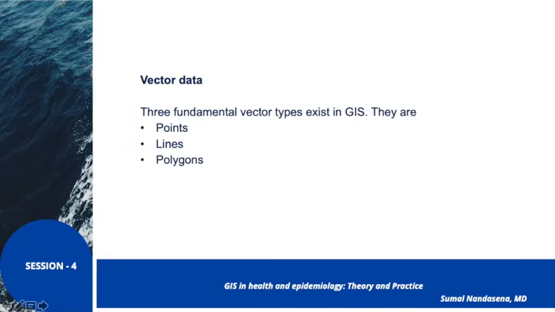Vector data. Three fundamental vector types exist in GIS. They are points, lines, and polygons.